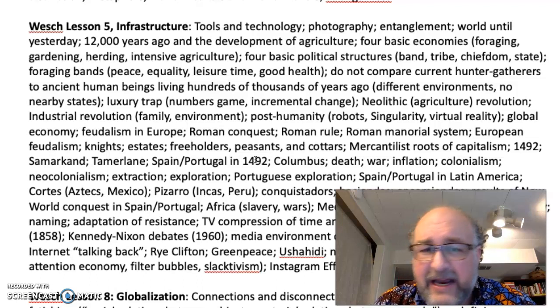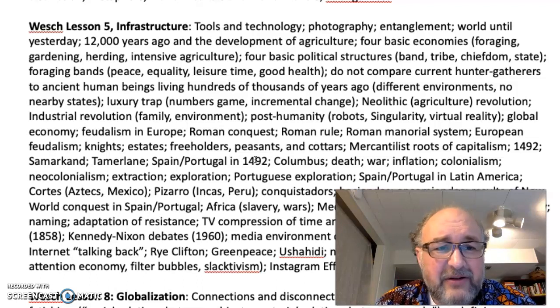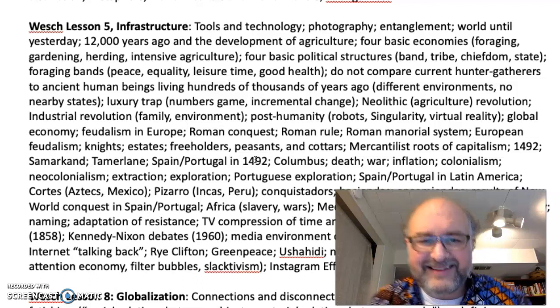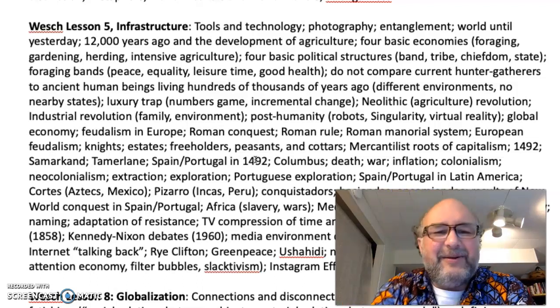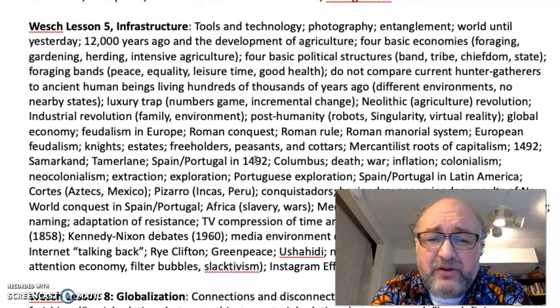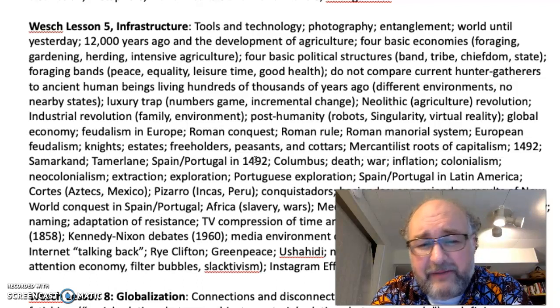We cannot compare current hunter-gatherers to ancient human beings living hundreds of years ago, thousands of years ago. Why not? There's 2 important reasons here, and this is important. Hunter-gatherers living today, if you look for them, you will only find them in very marginal environments.